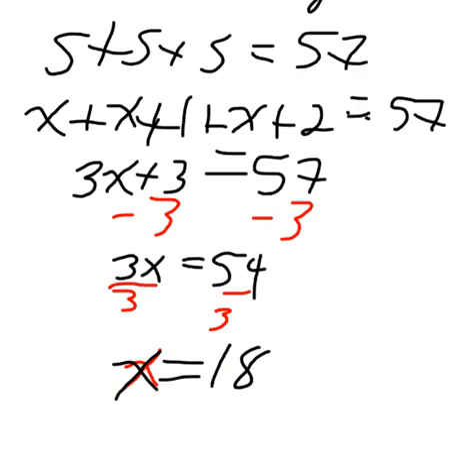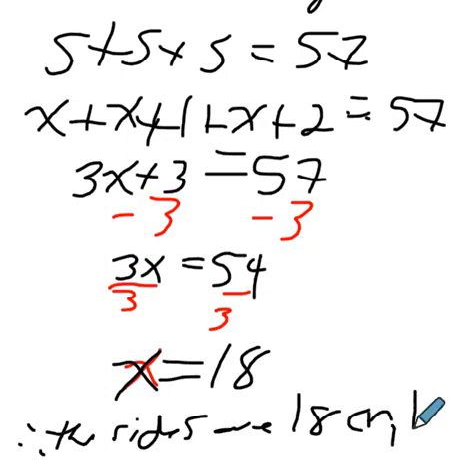Now we have to do one final thing, which is our therefore statement. Therefore, the sides are 18 centimeters. Don't forget your units. 19 centimeters, and 20 centimeters. That's supposed to say the sides. Bad writing. Okay, that is how you solve a word problem using algebra.